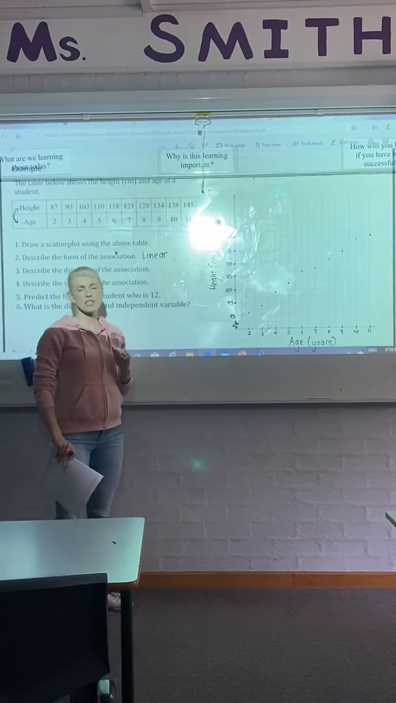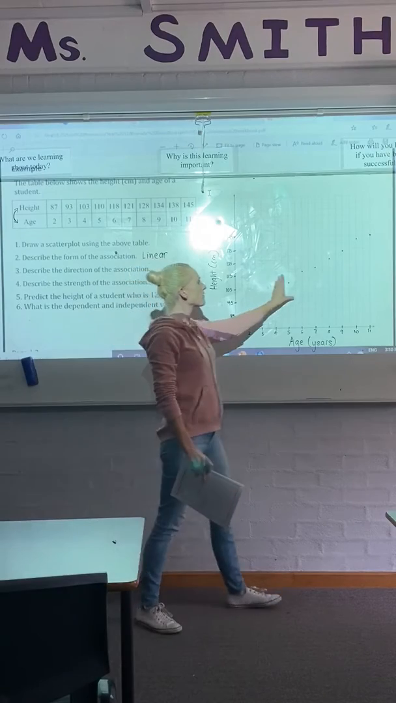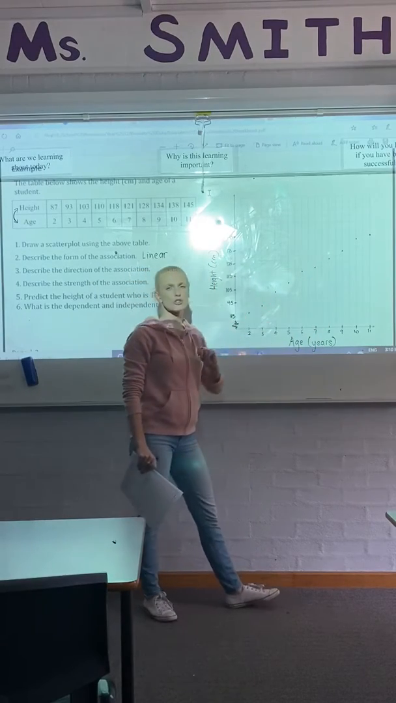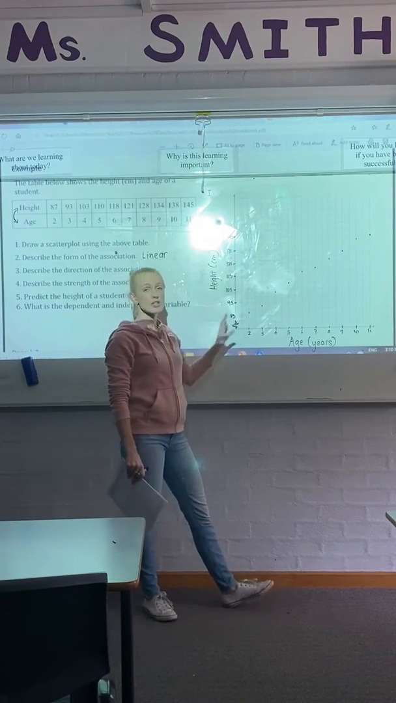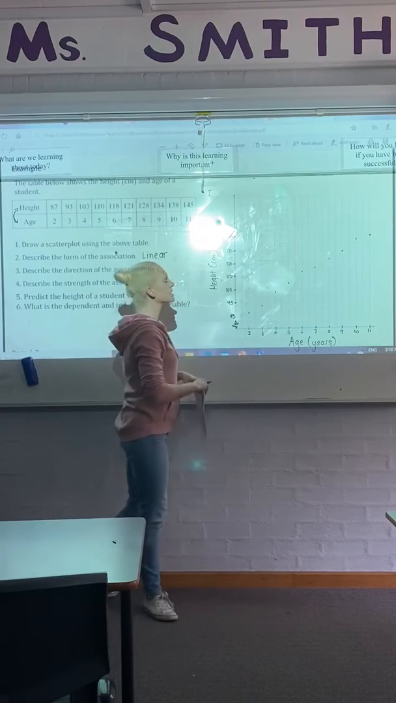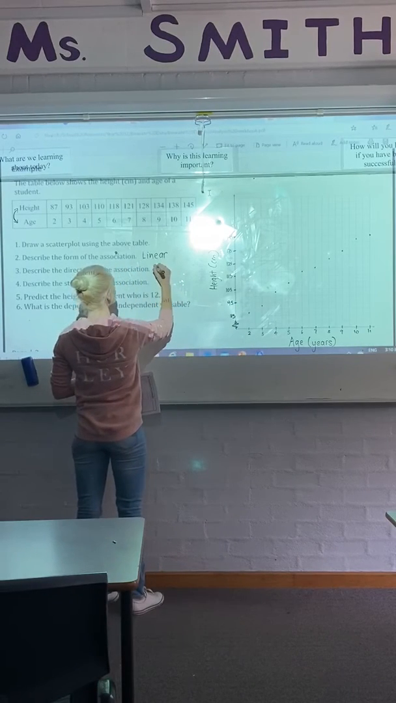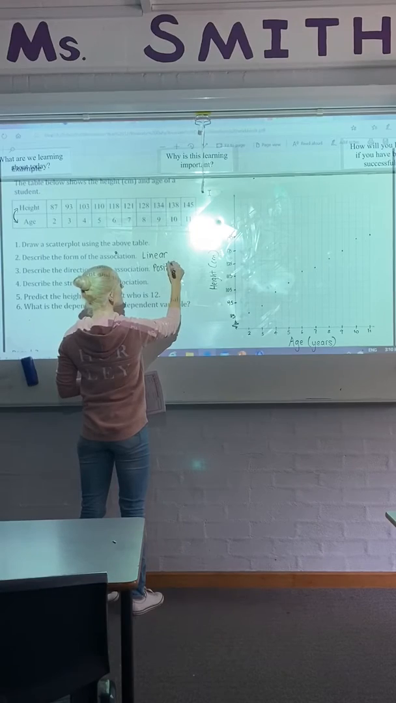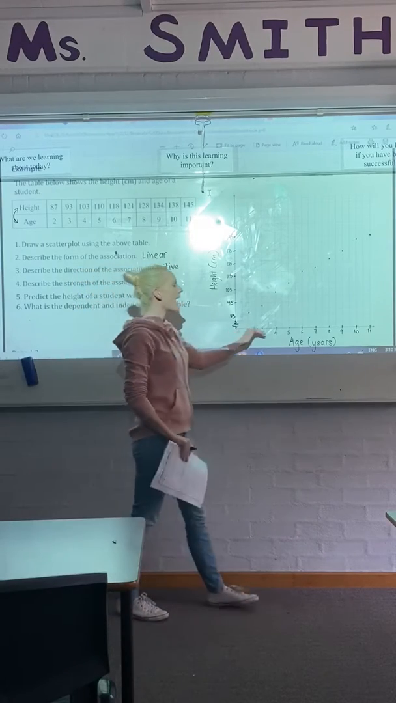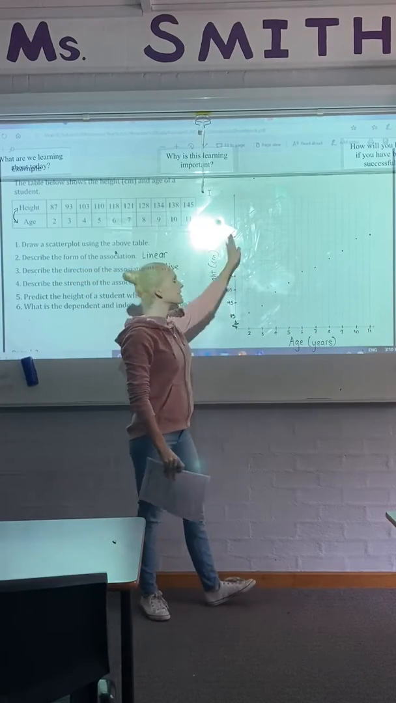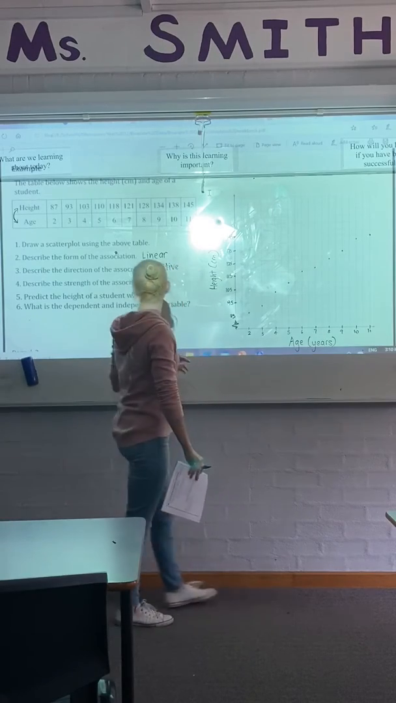Describe the direction of the association. We can see that going from left to right, our dots go up in a positive direction, or they're increasing. So we would say that this has a positive direction or positive gradient of the association. As the age increases, there's an increase in height as well.